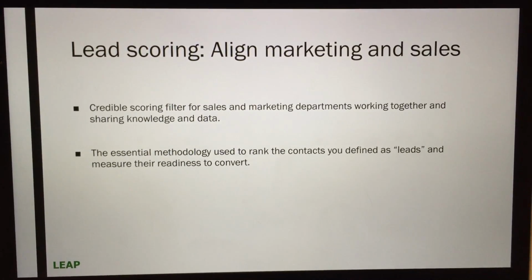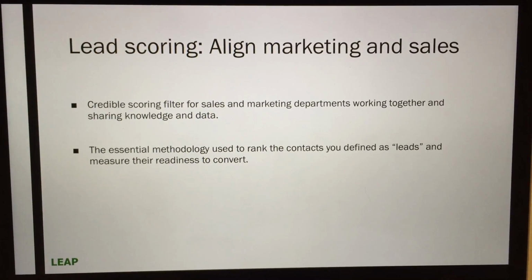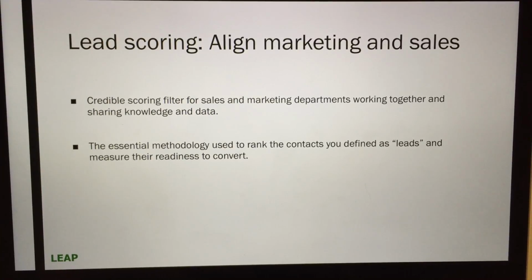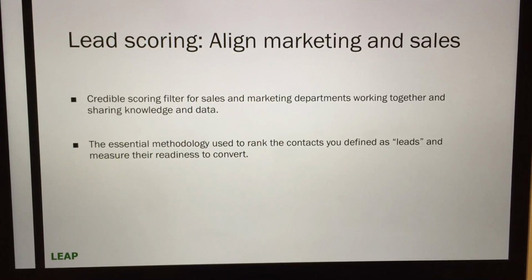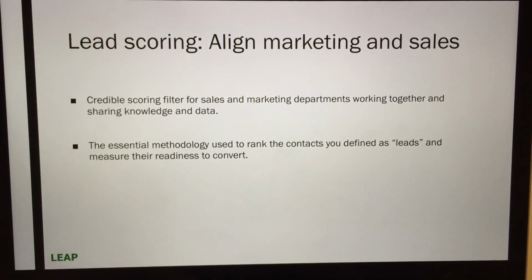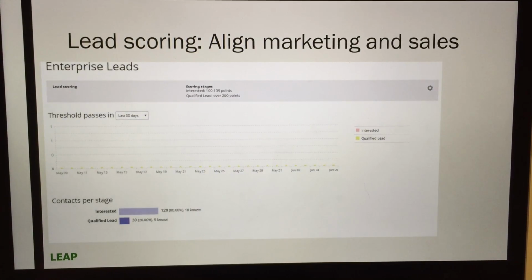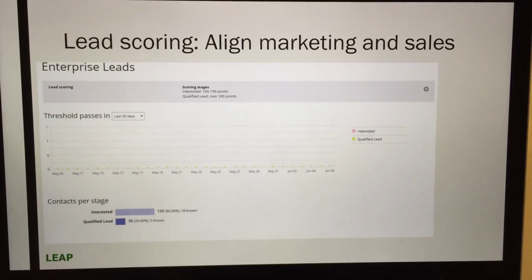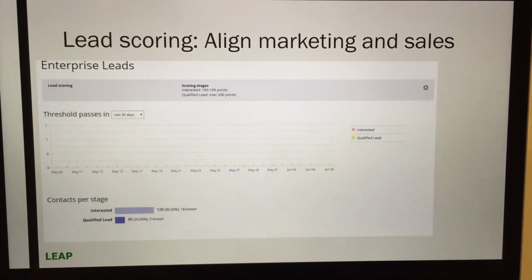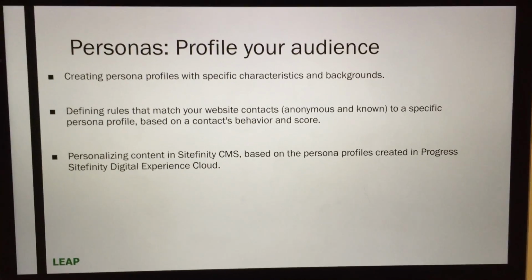Lead scoring is a system for leads, and leads are contacts that show an interest in working with your company. You can set up different rules, which are conditions that a contact performs, and give them a certain amount of points when they perform that rule. As you can see in this slide, you can set up scoring stages that have a point value. If a contact gets to that point threshold, they get assigned to one of the scoring stages.